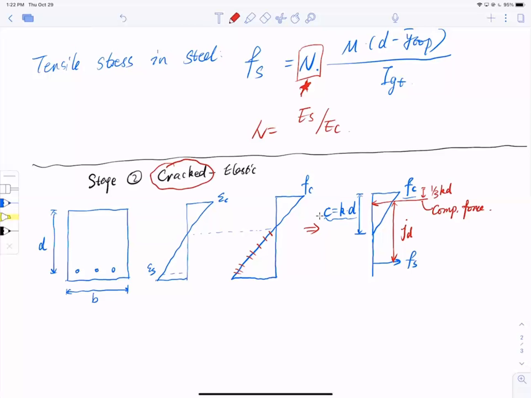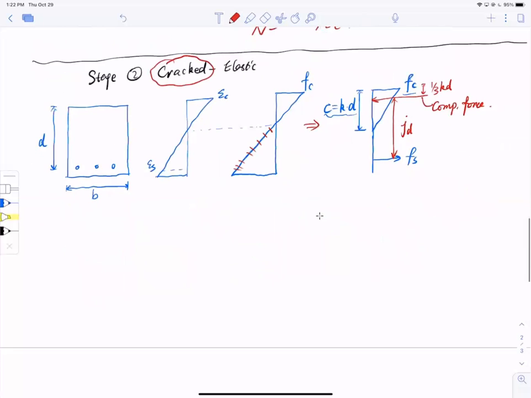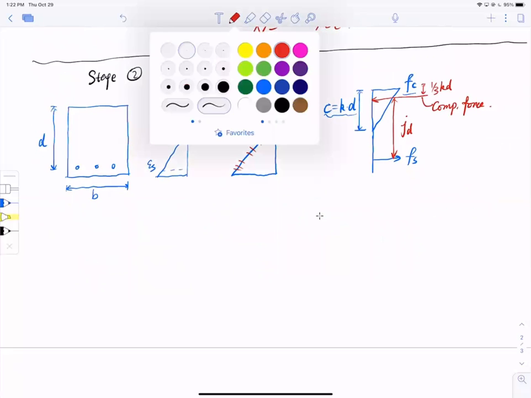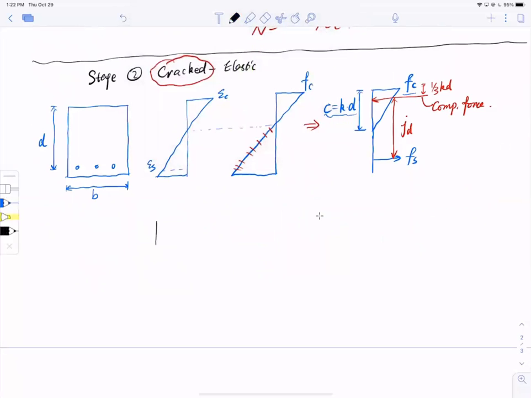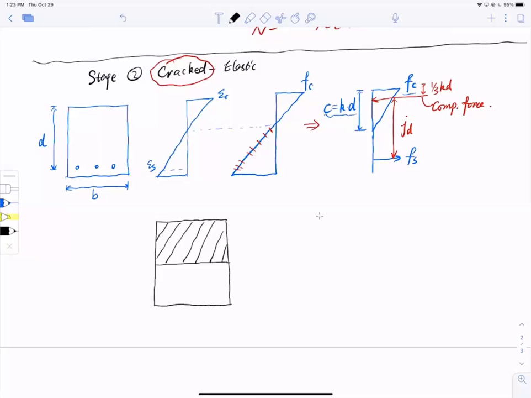Now with this, let's take a look at the transformed section and see how it transforms. Let me use my black color. Here is my original section, a beautiful rectangle, and we say it is cracked. So only the top in compression is still there for concrete, and the bottom is nothing. Essentially I only have this kd equal to y top.